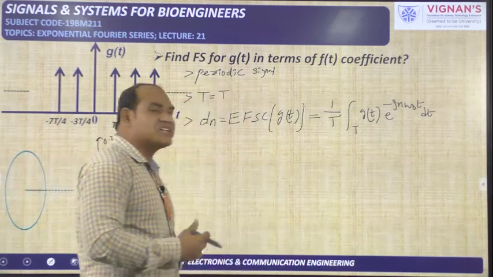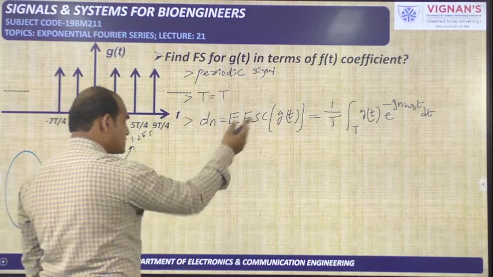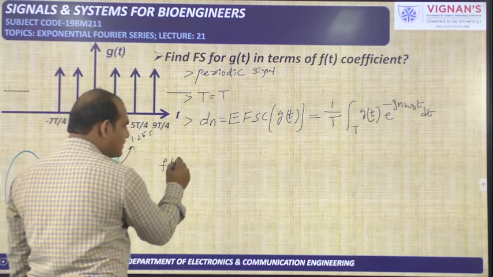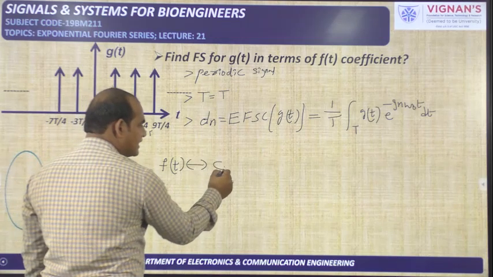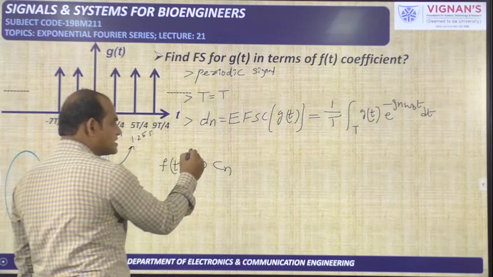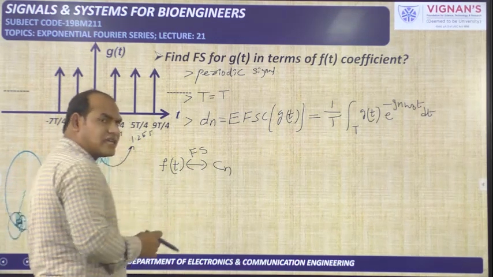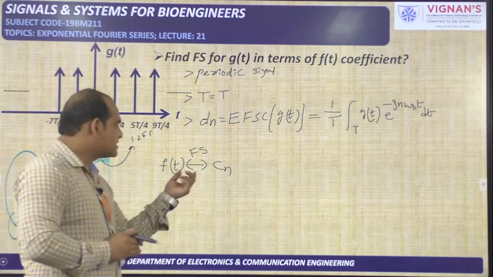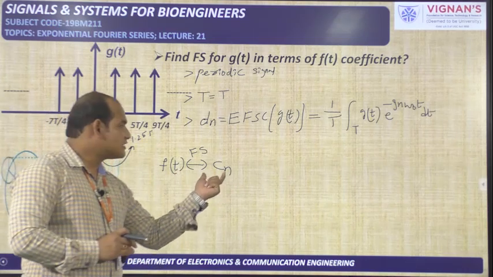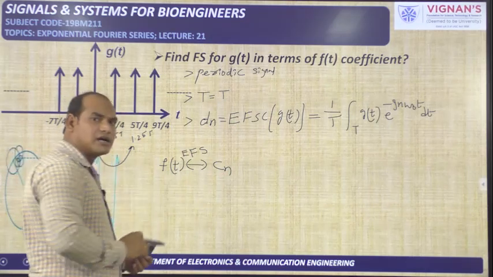So what is the general formula? That formula I will write here, and then I will explain it. Generally f of t has the coefficient Cn. With this double headed arrow we will represent it generally. This is the continuous time Fourier series we have taken. By the application of the continuous time Fourier series for the signal f of t, we got its exponential Fourier series coefficient, which is nothing but Cn. Like this we got.